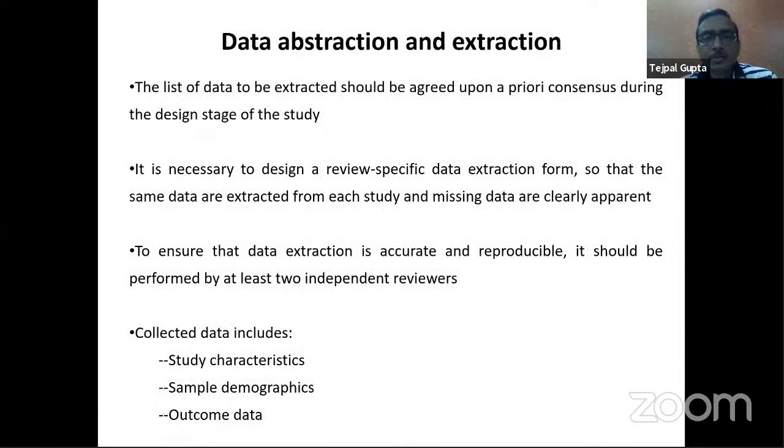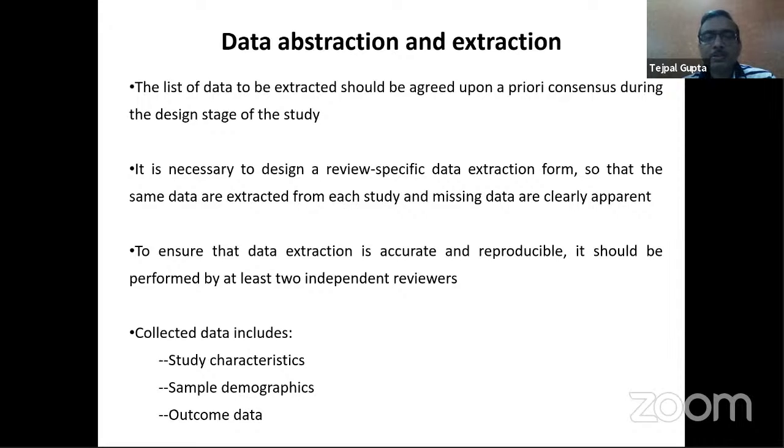What about data extraction and abstraction? So the list of data to be extracted has to be agreed upon a priori during the design stage of your systematic review. You cannot start to extract data and then later on say, no, we needed to extract this also, we needed to extract that also. So you have to agree upon what all data will be extracted from the primary studies. So a review-specific data extraction form is typically needed so that the same data is extracted from each individual study and missing data are clearly apparent.